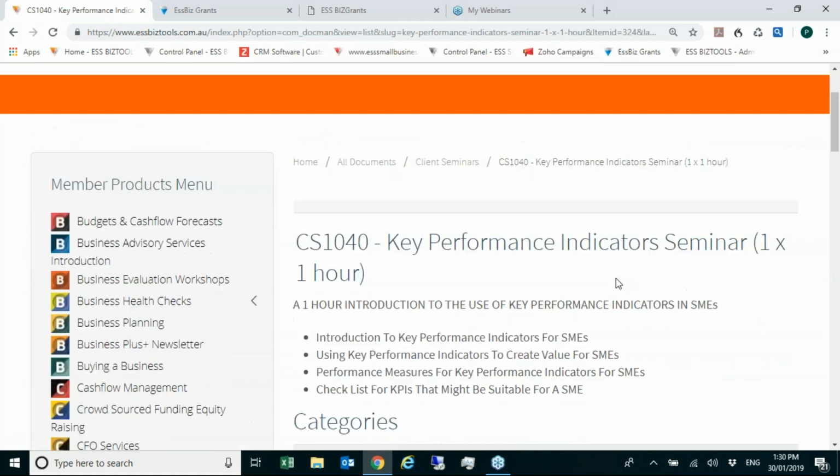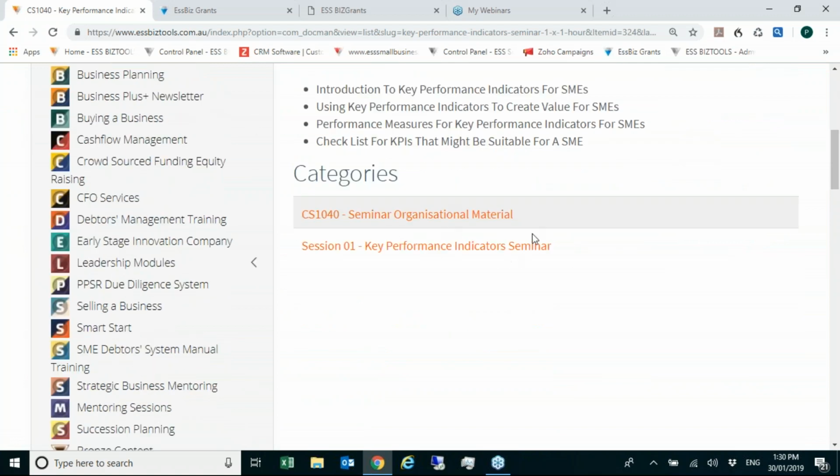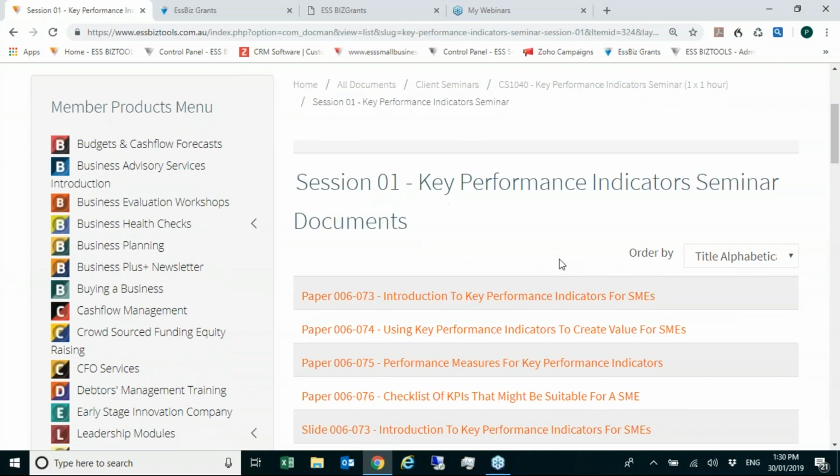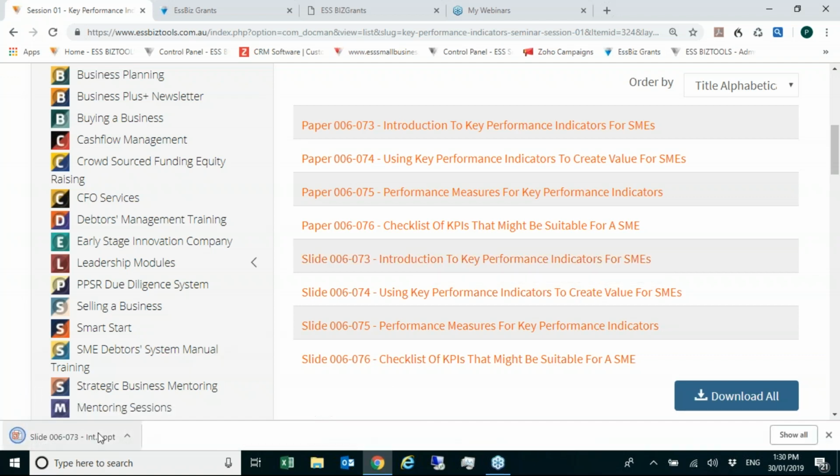So let's just pick on one. Keynote, key performance indicator. That's what it's about. We've got the organisational material. I'm not going to pull that up. Some of it has been now branded just for this seminar because it's what it relates to. You can have a look at that, but we're just using that master list I just showed you before. But then we've got the material that relates to this particular seminar. So there's 4 papers and there's 4 sets of PowerPoint slides. Now, in actual practice, I think the key thing is the PowerPoint slide. So let's bring that up first.